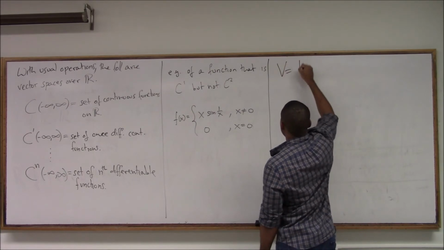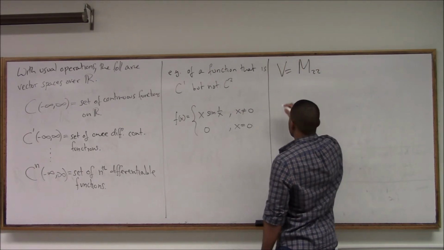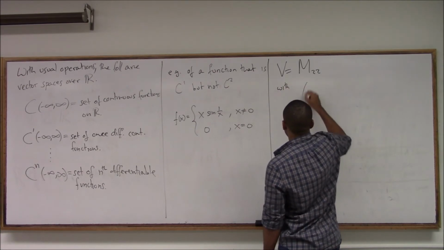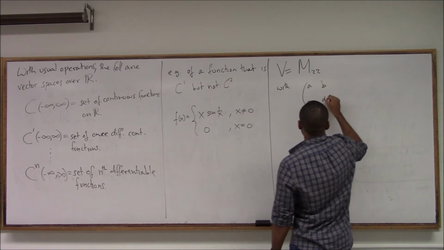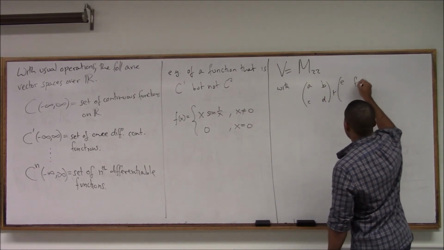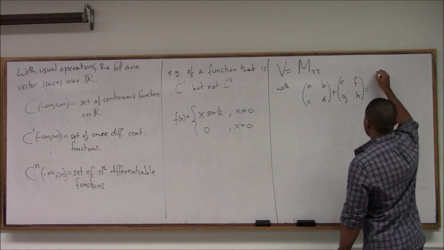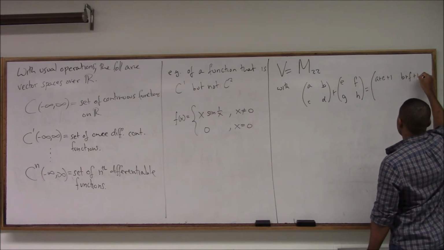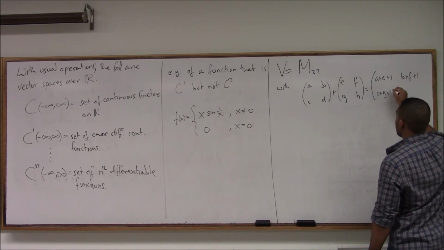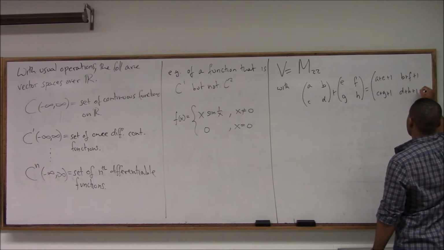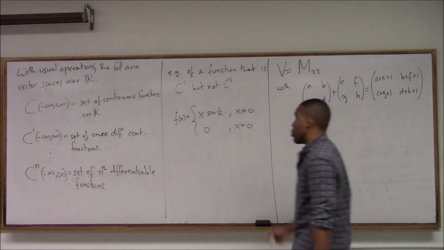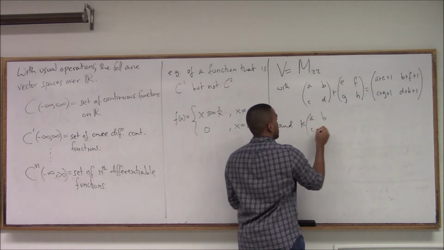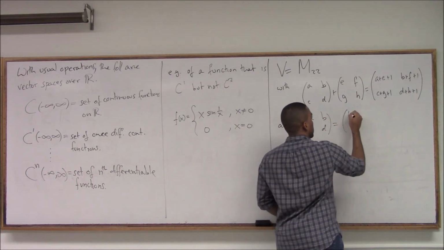Take V to be the set of 2 by 2 matrices with, say, (A, B, C, D) plus (E, F, G, H) equals (A plus E plus 1, B plus F plus 1, C plus G plus 1, D plus H plus 1). So I redefined addition to add an extra 1. And scalar times (A, B, C, D) is equal to just the regular scalar multiplication.